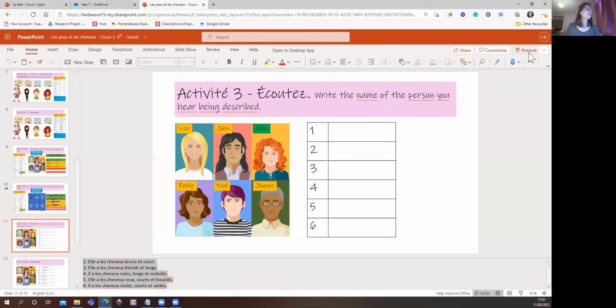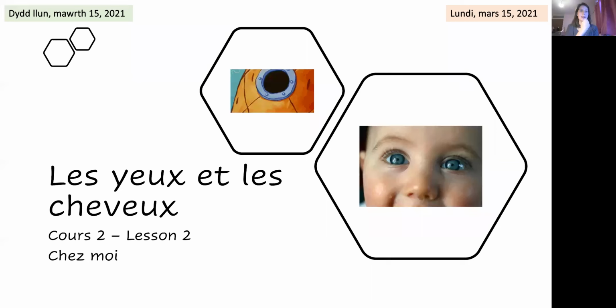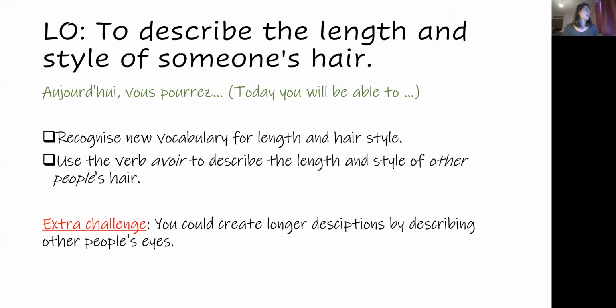So to get started, let's have a look. Let me share my screen to you now. All right. There we are. So your topic for today is les yeux et les cheveux. So you will have already started this topic with Miss, right? I am taking on the second part of that lesson, right? So eyes and hair. So the objective for today is to describe the length and style of somebody's hair.